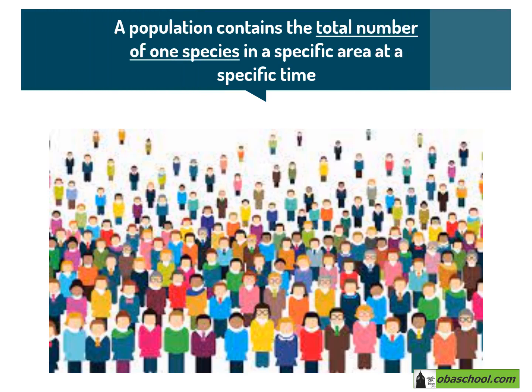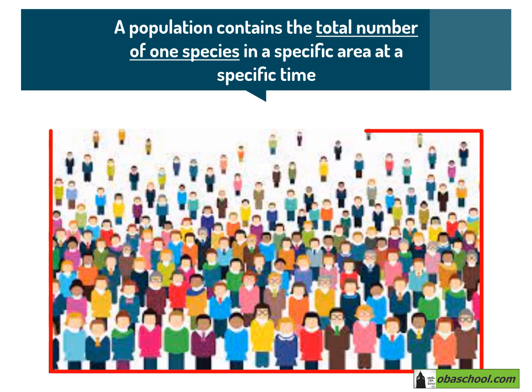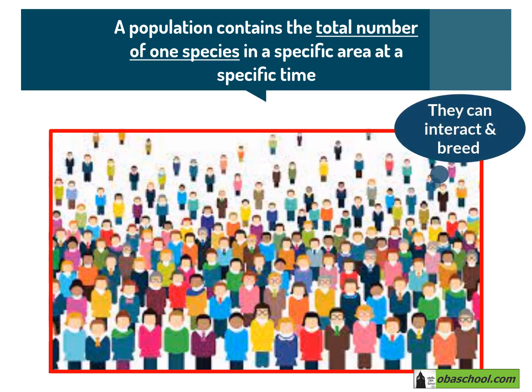A population contains the total number of one species in a particular area at a specific time. Because all the members of a population are the same species, they have the potential to interact and breed with each other.